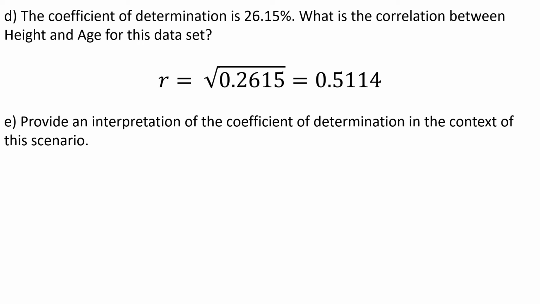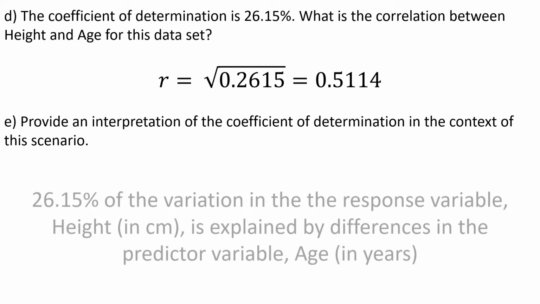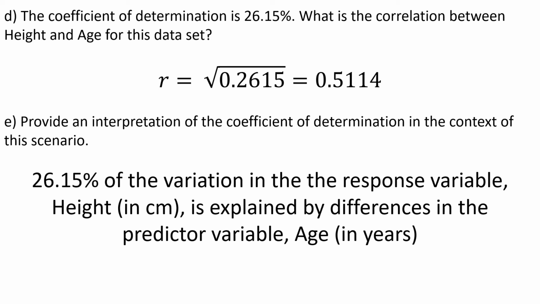Provide an interpretation of the coefficient of determination in the context of this scenario. What that number says is that 26.15% of the variation in the response variable, height in centimeters, is explained by differences in the predictor variable, age in years.